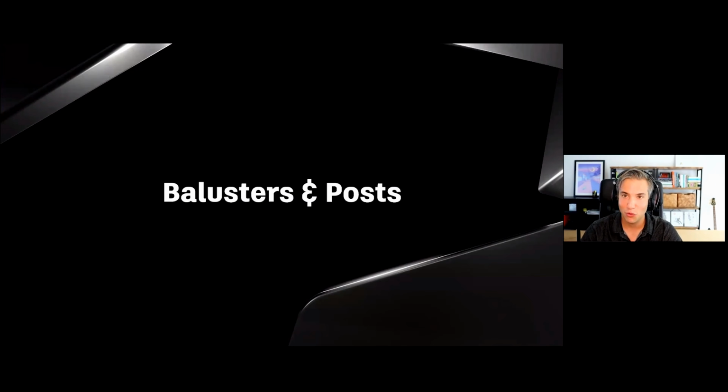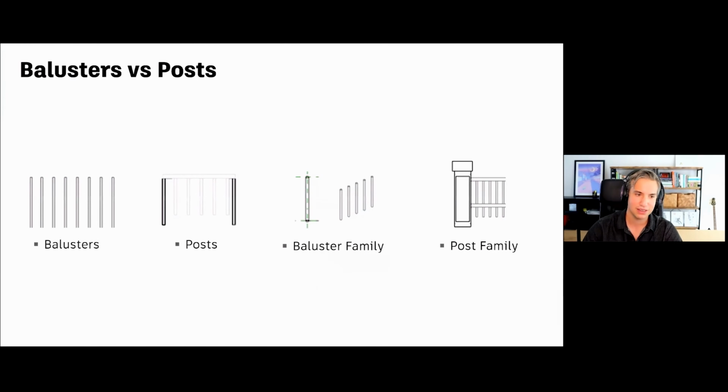That's it for rails. Let's talk about balusters and posts. So posts are at the start, the end, or corner of a railing, while balusters are in the middle. And there's a baluster family and post family, which can be very different.